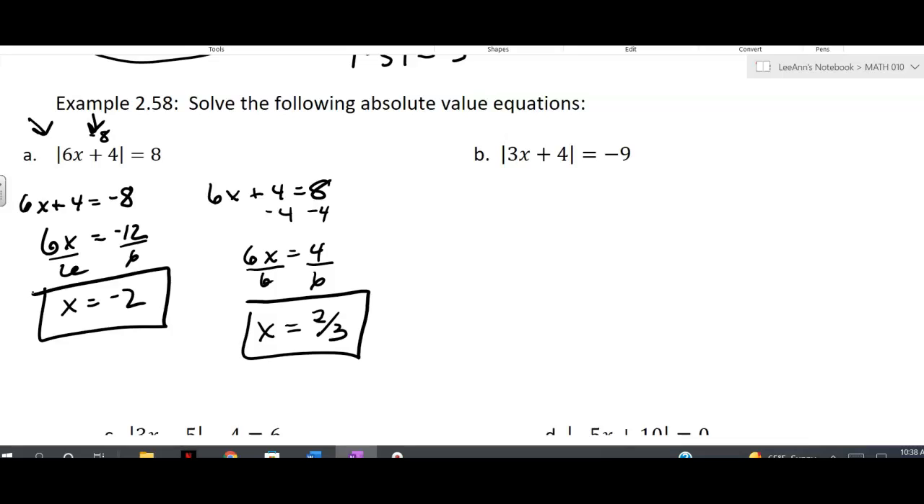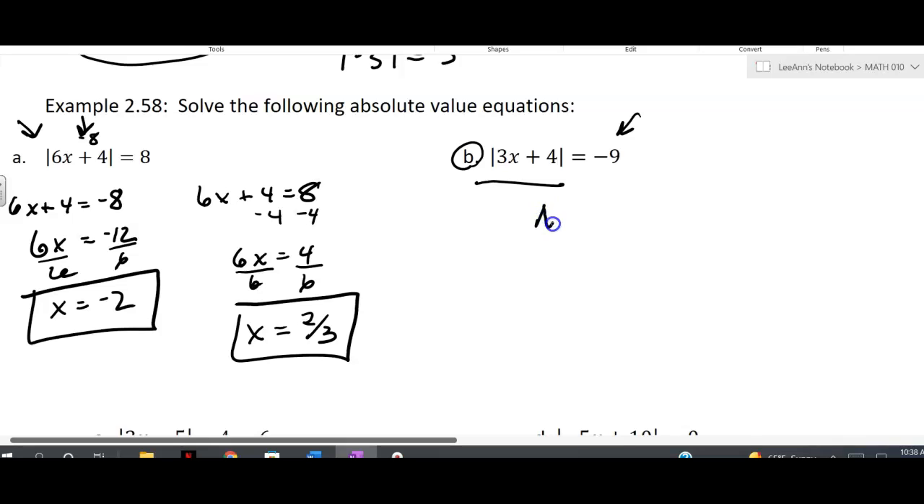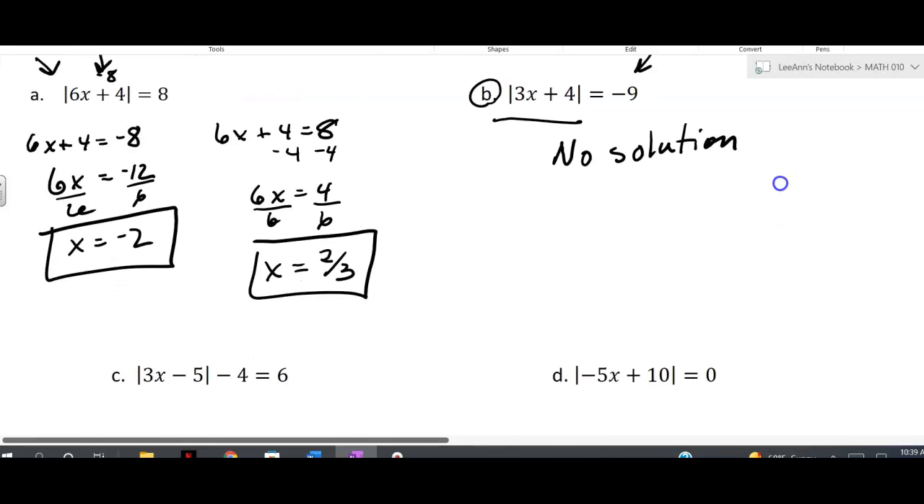Okay, now there's some things we have to remember with absolute value. So you might be like, oh, I got this. All right, I'm ready to do the next one. And that's great, except it says the absolute value of 3x plus 4 is going to equal -9. Well, that's not going to happen. It's not going to equal a negative number. So there's no solution here. So you have to catch that, though. It's real easy to miss. So you're like, oh, I'll make my two equations. But no, an absolute value is not going to equal a negative number.